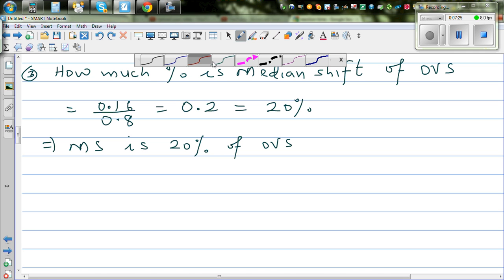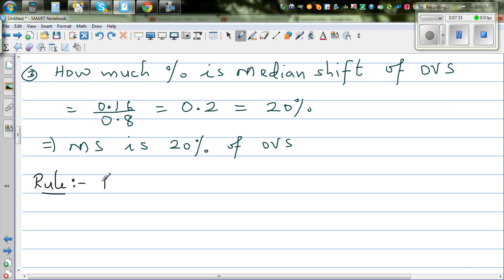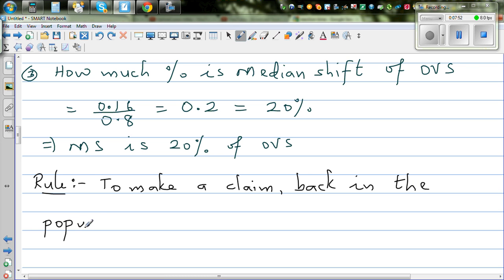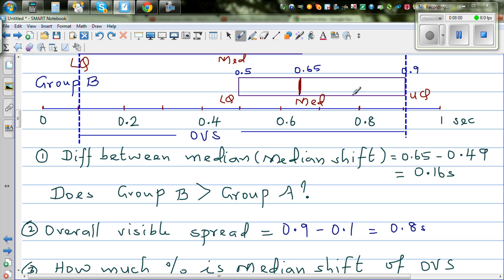Now, this is the rule that we need to remember. This is the rule of thumb. So the rule to make a claim back in the population. This is very important. Back in the population means from the sample, we are going to talk about the population. We want to make the statement that by looking at this, it seems that group B has a greater reaction time than group A.